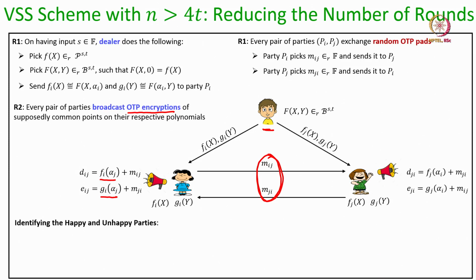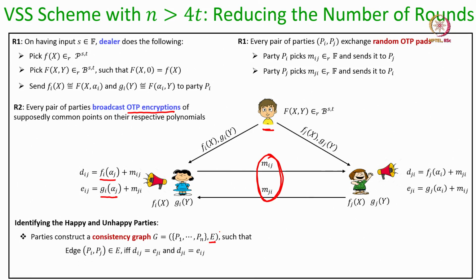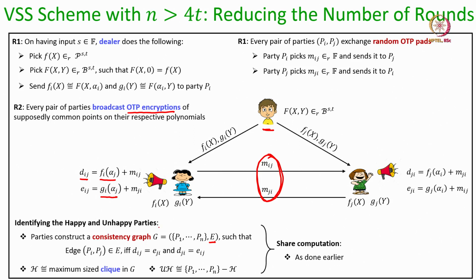Now, how do we identify the happy and unhappy parties here? Well, the construction of the consistency graph remains the same, namely we will have n nodes representing the n parties, and there will be an edge between pi and pj if their OTP encryptions are consistent, otherwise there will not be any edge. And then we take the happy parties to be the parties in the maximum size clique and so on, and share computation happens as it was happening earlier.